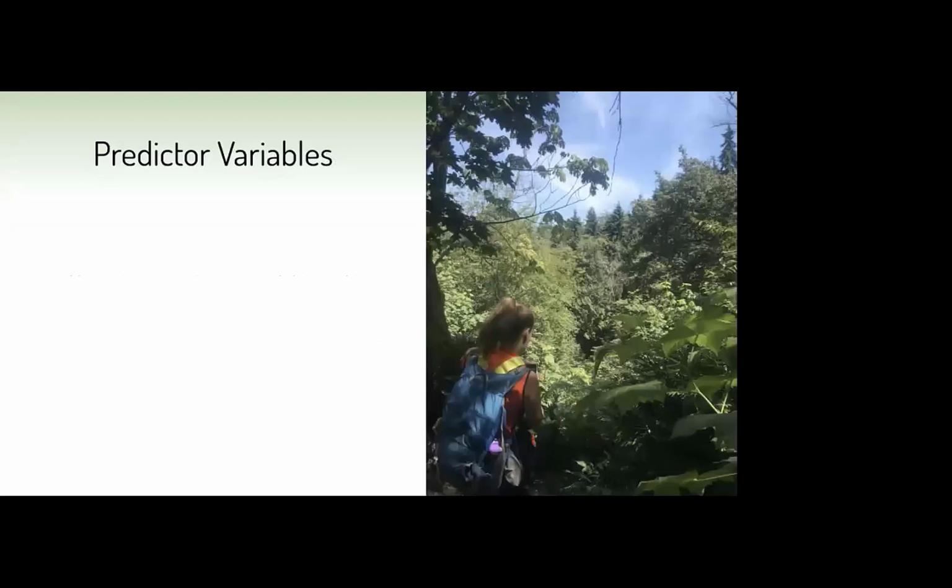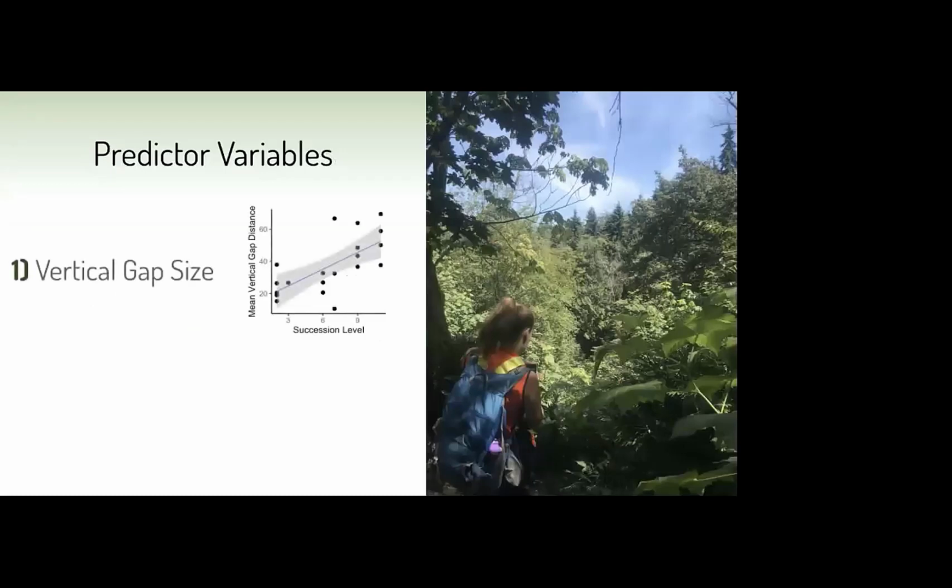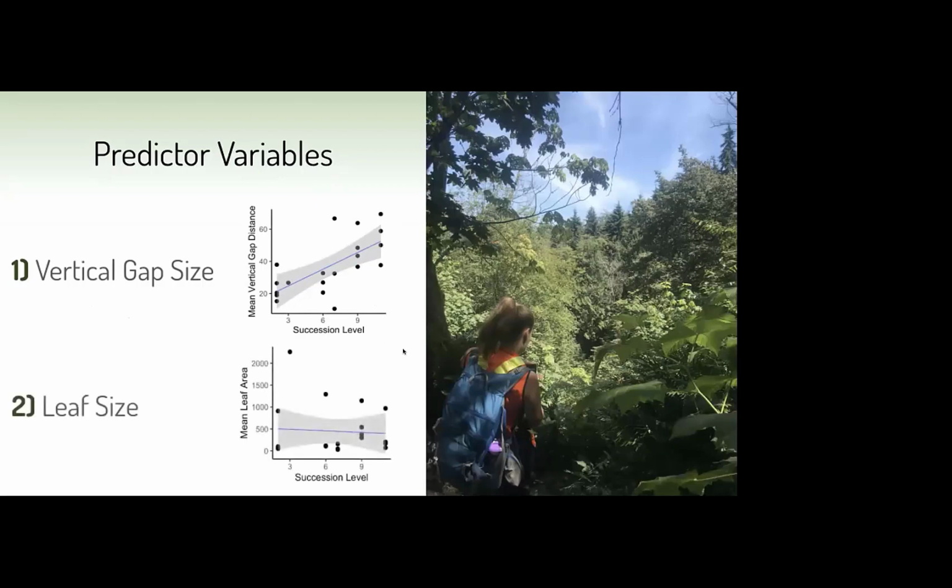We considered two predictor variables in this study. The first being vertical gap size, which refers to the size of empty space in otherwise continuous vegetation in our site. And we chose this as a predictor variable because we found it to be correlated with succession level across our sites. We also decided to consider leaf size in our study, despite this not being correlated with succession level across our study sites, likely due to insufficient sample size. We still decided to consider this because it enabled us to test our hypotheses about the structural requirements of the webs.